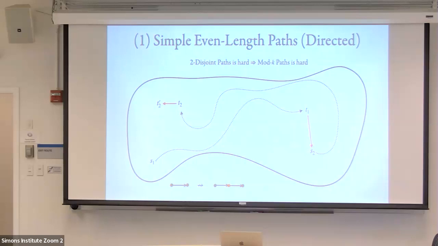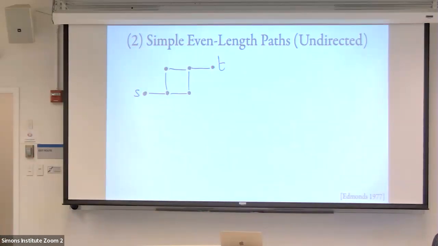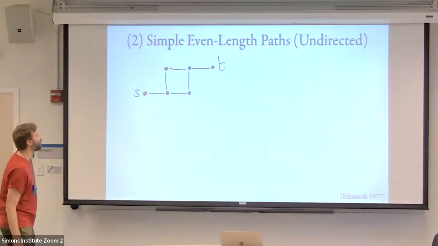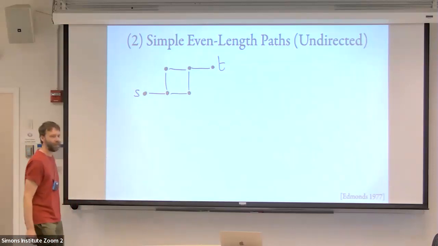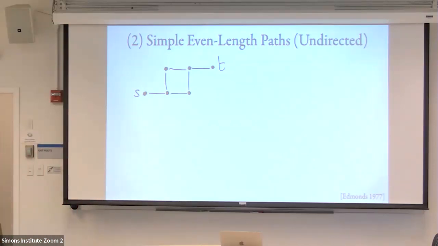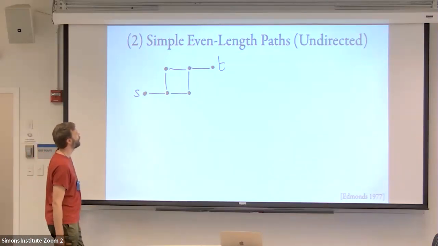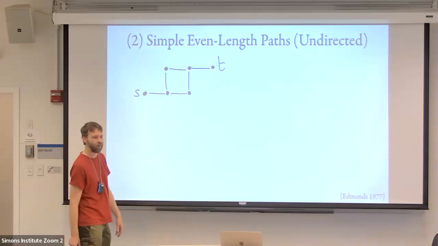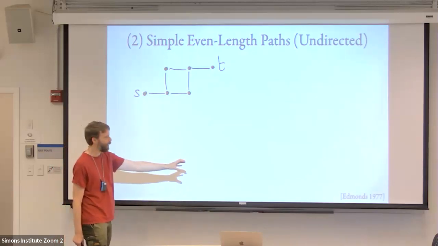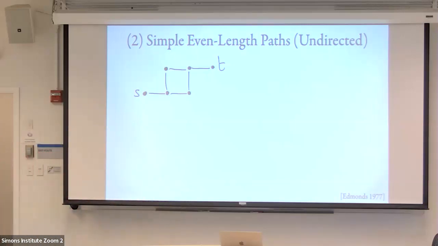So this is hard on directed graphs. Why is it easy on undirected graphs? Here is an undirected graph. This is an easy one. And luckily there is a path of even length, a simple one. So what can you do here? This is a very nice argument by Edmonds. It's not written down in Edmonds' paper. In the paper where I found it, it said personal communication, but they described the proof idea.